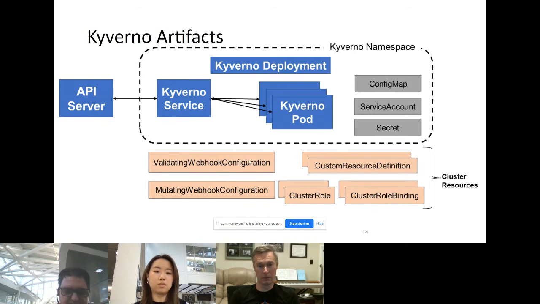And then there's a validating webhook configuration and the mutating webhook configuration, which is where it registers to receive the validating and mutating webhooks from the API server during admission control. There are also several custom resources that Kyverno creates and manages to apply policies and policy reports into your cluster.